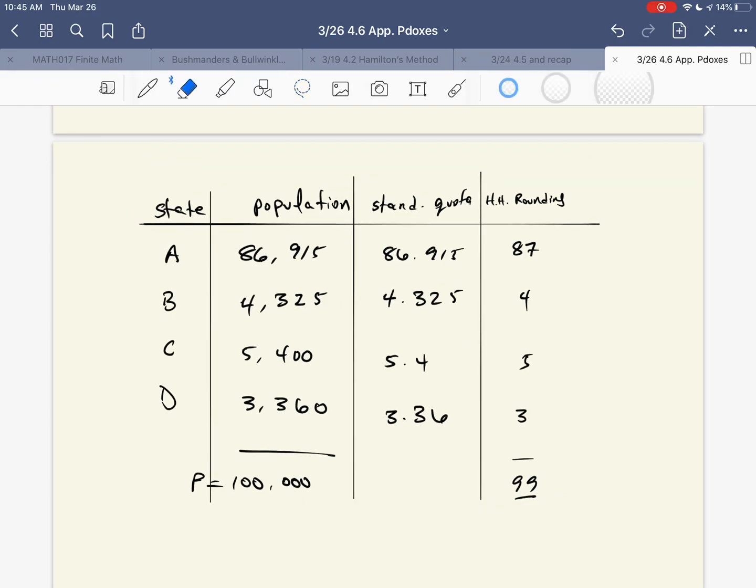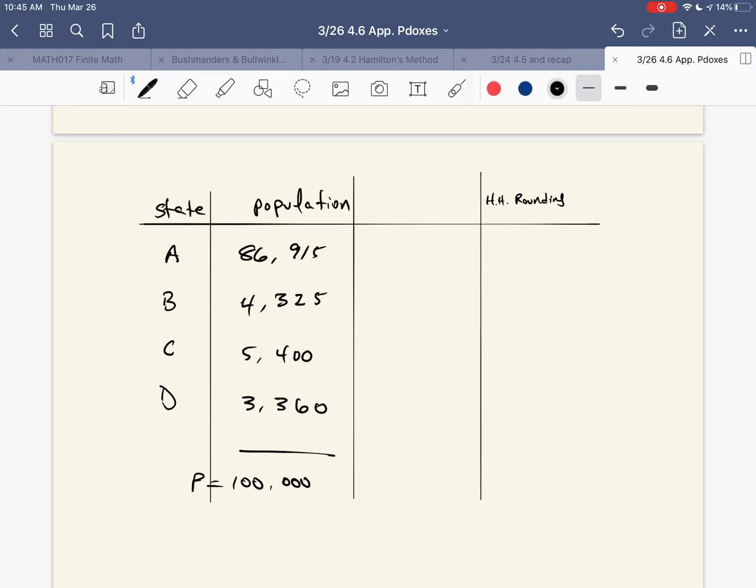Paste. So now, instead of the standard quota, we'll erase all of these bits because we're not going to be using it anymore. Now we're going to use the population of the state, P sub i, divided by 990. Call that D. So this is our adjusted quota.